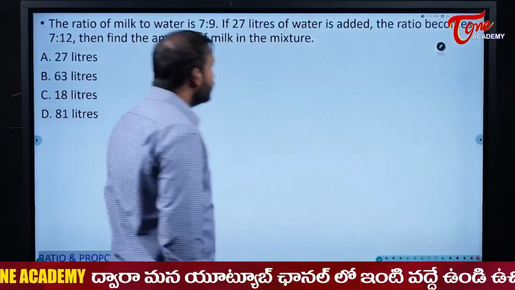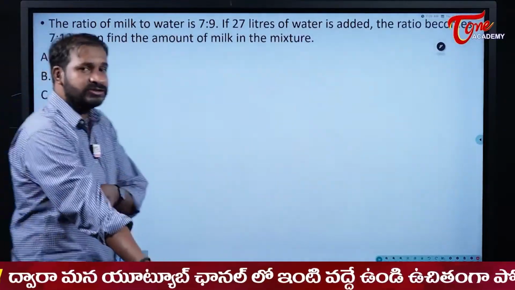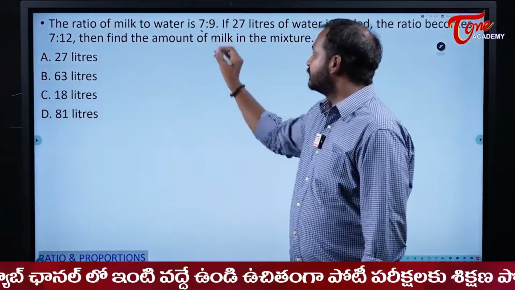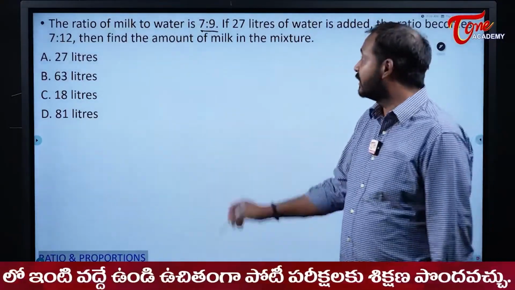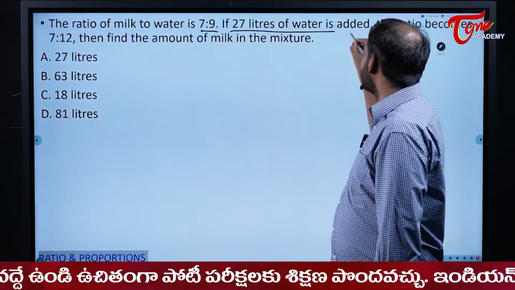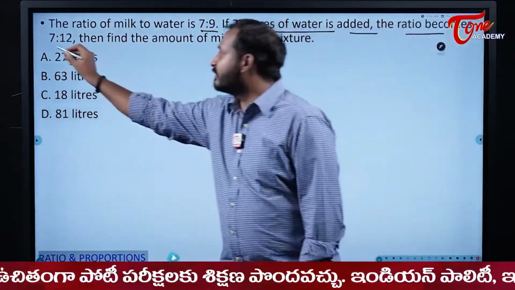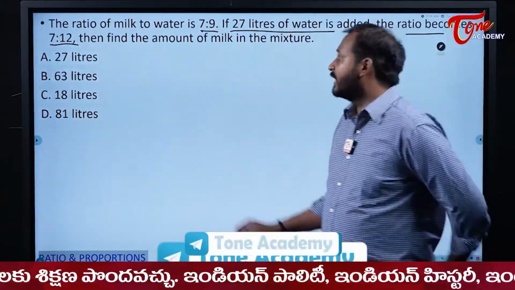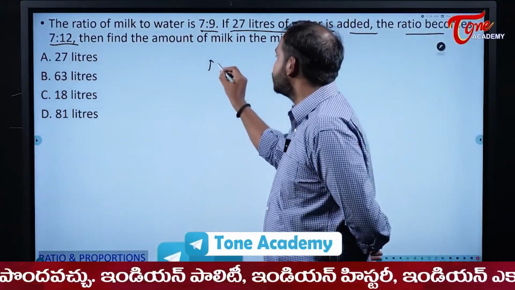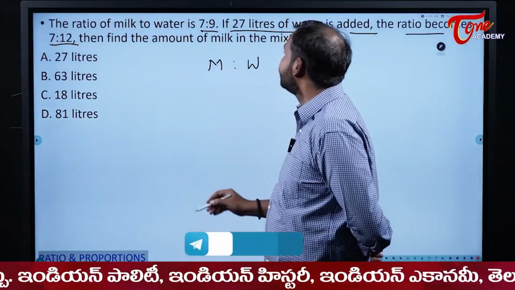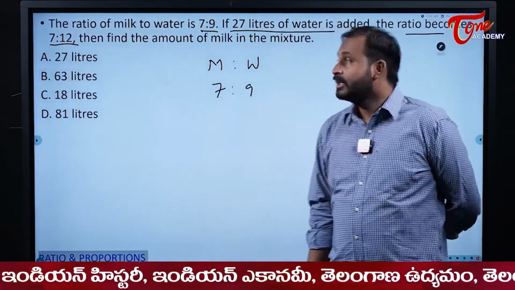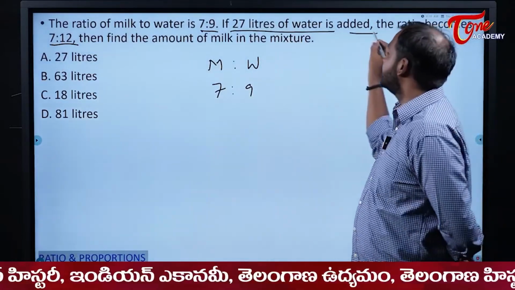Now see here, one more question. The ratio of milk to water is 7:9. If 27 liters of water is added, the ratio becomes 7:12. Then find the amount of milk in the mixture. That is the question. Initially, the ratio of milk to water given in the question is 7:9. Good, superb. Then after that, 27 liters of water is added.